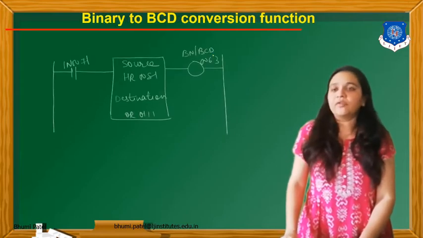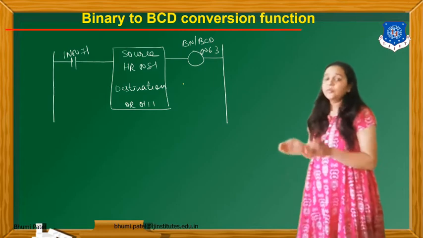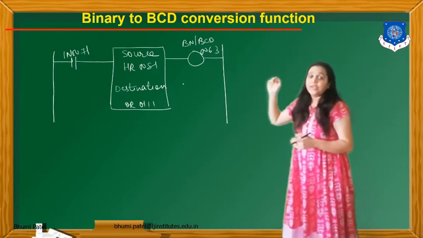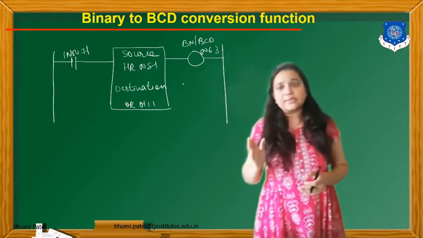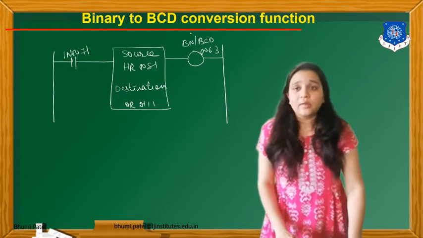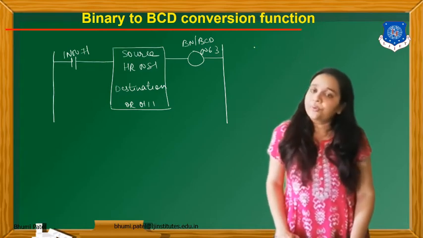Okay, same thing for binary to BCD. We have to use the block format. For the one input, we have to write the source and destination in the block format, and then we get the conversion number from binary to BCD.